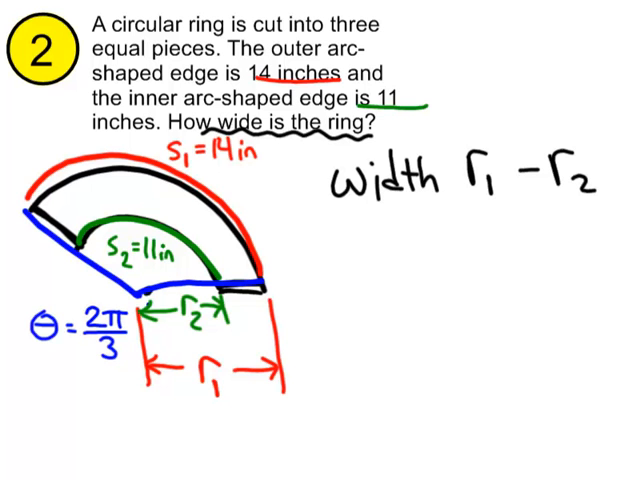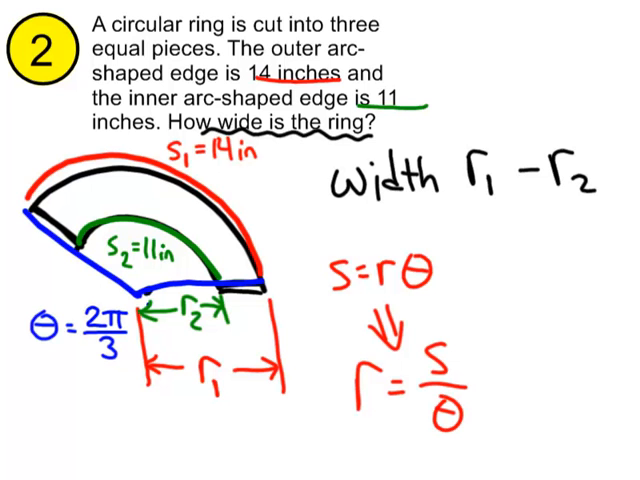We know that we'll be using S equals R theta. But let's point out that S equals R theta can be rearranged to get R by itself. That's the same as saying R equals S over theta. And in this case, I'm going to start by looking for R1 equals S1 over theta, which in this case is, let's see, 14 inches divided by 2 pi over 3.